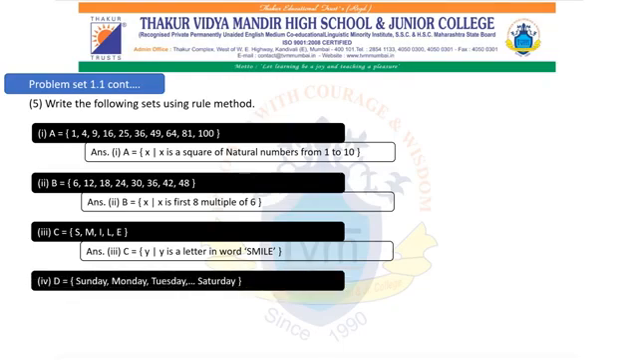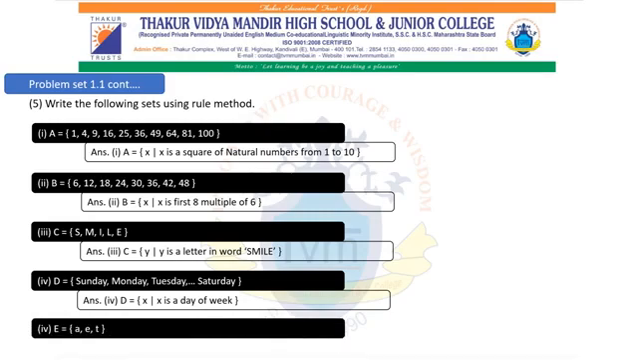Sum number 4. D is a set of Sunday, Monday, Tuesday and so on till Saturday. These are the days of a week. It can be written as D is a set of x such that x is a day of the week. Sum number 5. E is a set of alphabets A, E, T. Again with these 3 alphabets, we can frame a word which can be eat or tea. So it can be written as E is a set of z such that z is a letter of the word eat or tea.